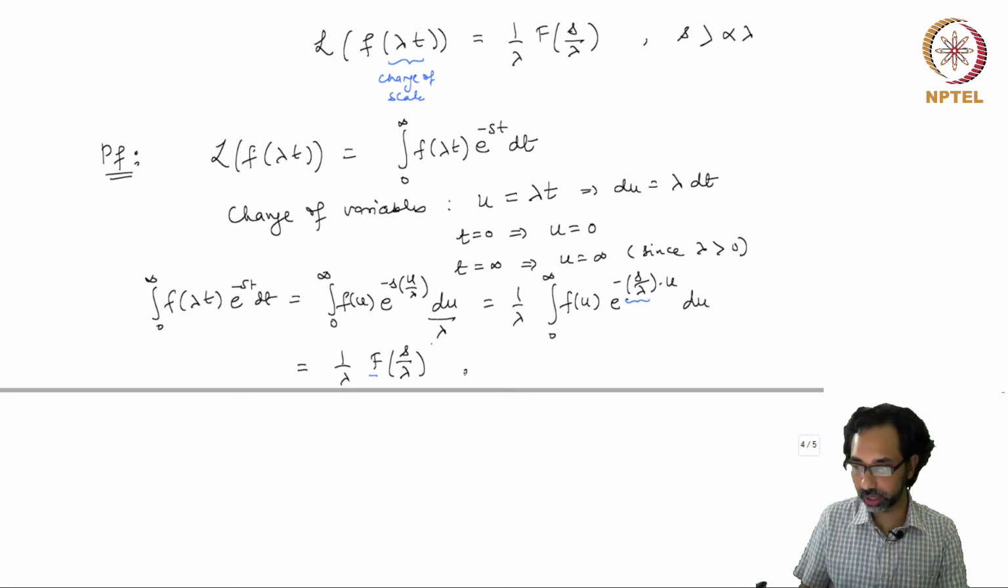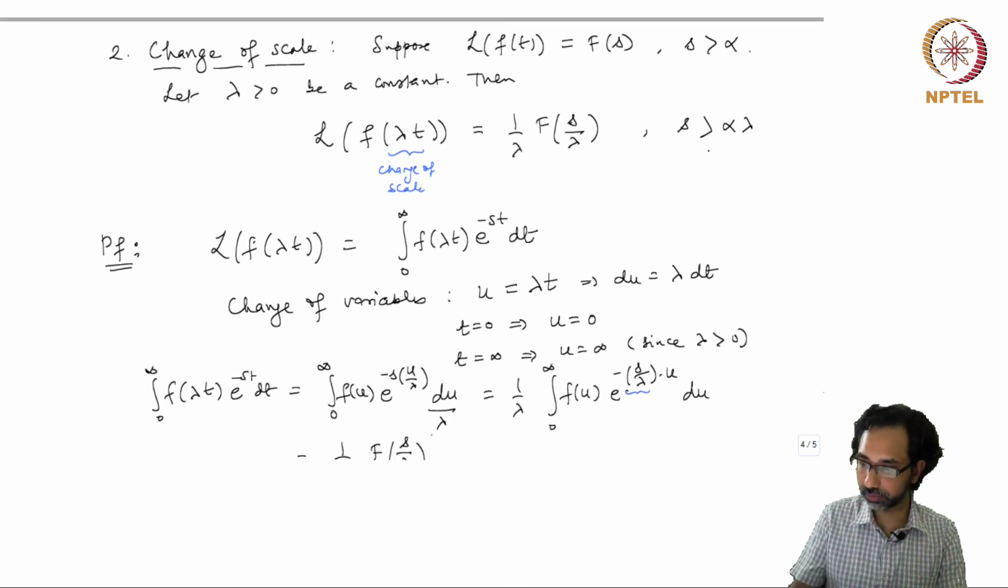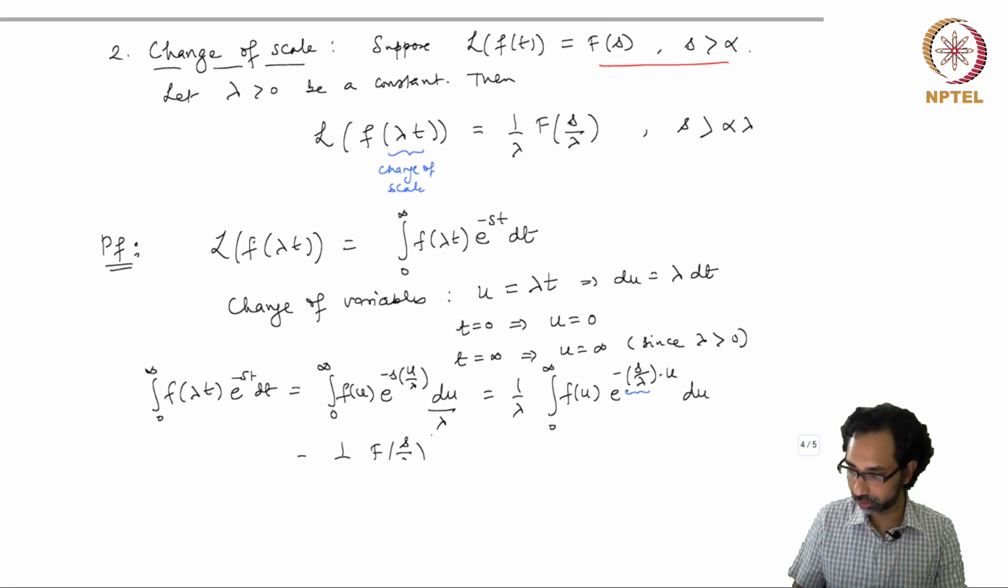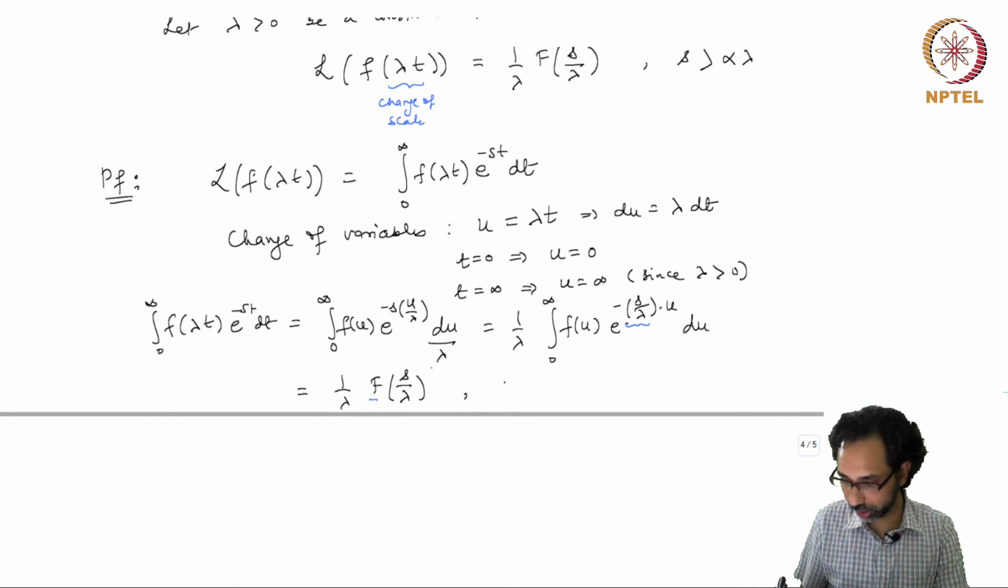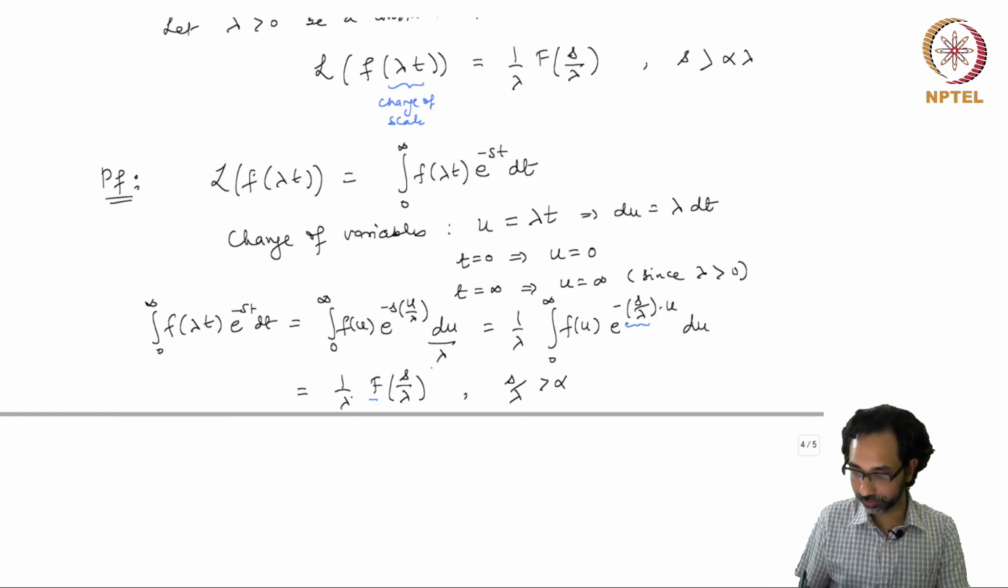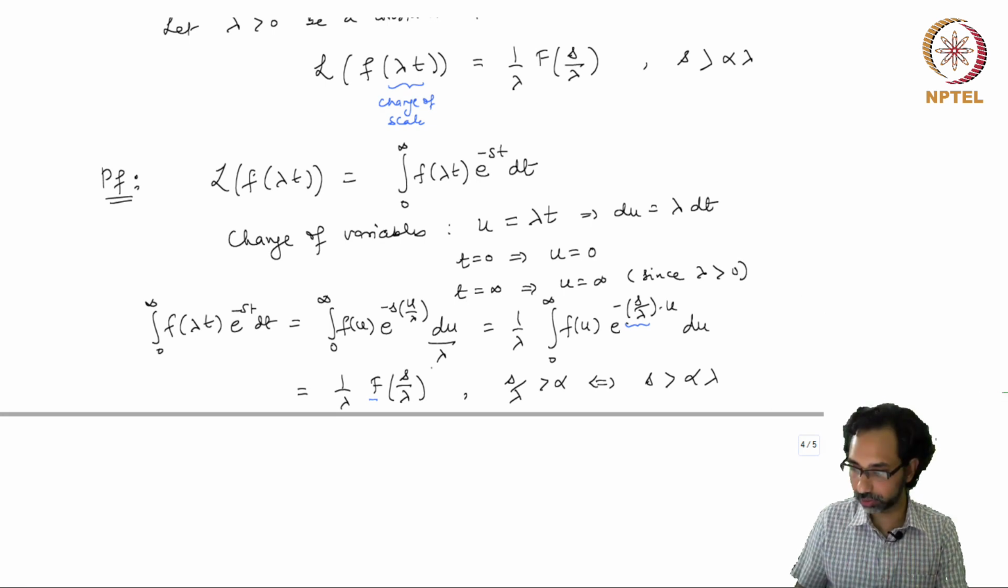Now the only thing left is to see what the region of convergence is for this function capital F of s over lambda. Note that the original function F of s was defined in the region s greater than alpha. So since we are changing the scale here, we need s by lambda greater than alpha, so that this capital F is well defined, and this is equivalent to saying that s is greater than alpha lambda. So we have shown the change of scale property.